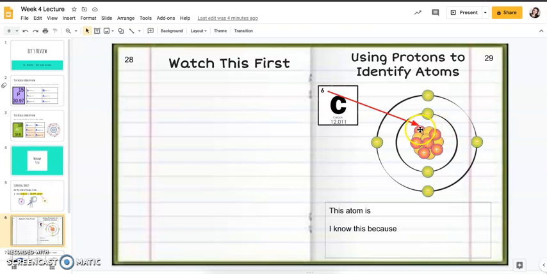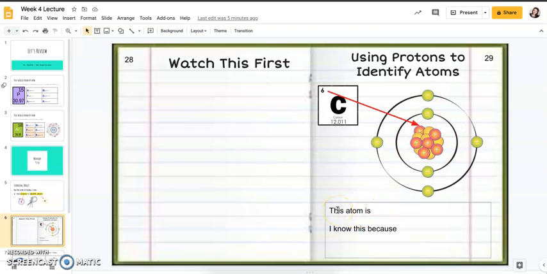So for example here, 1, 2, 3, 4, 5, 6. So this atom has 6 protons. When I go to the periodic table, which you are going to be using, you're going to look for atomic number 6. For example here, this is atomic number 6. 6 protons, atomic number 6. So that means this is a carbon atom. So this atom right here is a carbon atom.